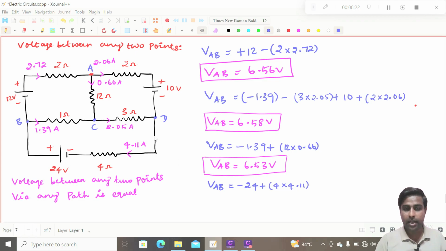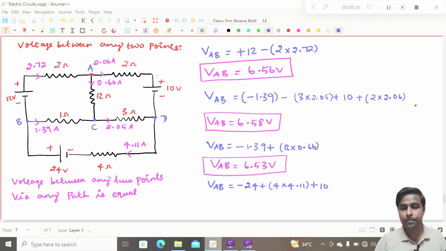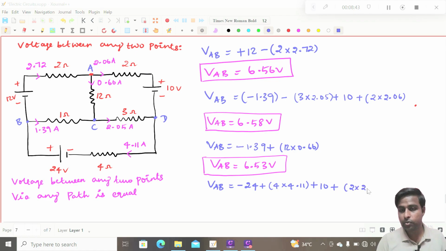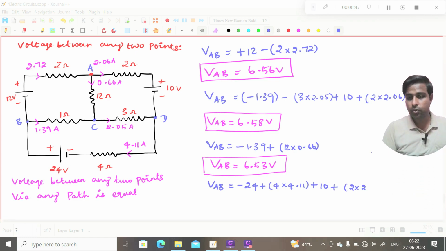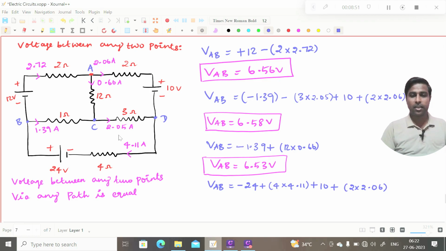Then I have to travel in this way. You see, I am traveling from minus to plus in the voltage source. Then obviously I have to put plus 10. Then I have to travel in this way. You see, again I am going in this direction, but current is coming opposite to me. So I have to put again plus 2 into 2.06, right? So now you see, that's all.